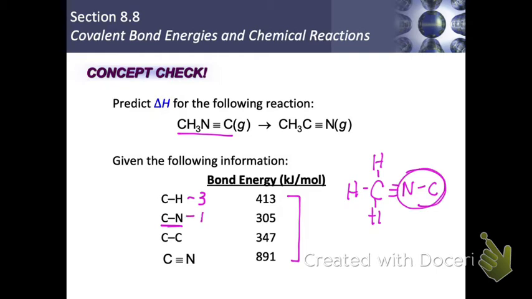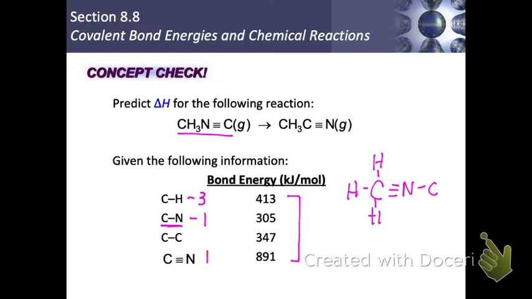Do I have a carbon to carbon bond in this molecule? I don't, so I'm not going to worry about that yet. But I do have a carbon triple bonded to a nitrogen. I've got 1 of those. Does that make sense? So we're going to be listing out these bond energies similar to what we did in the Born-Haber cycle, but it's just a different process. We're still going to be adding all of these together.